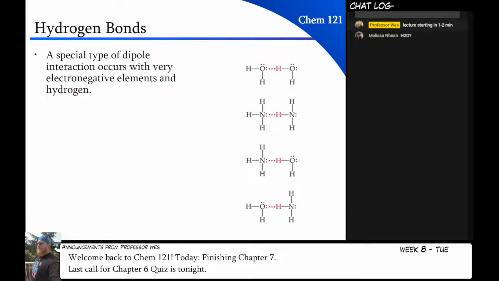Hydrogen bonds are a special type of interaction. They are not bonds. This is a misnomer. This is a really stupid name that chemists have chosen, particularly to confuse Chemistry 121 students. So be mindful of this. A hydrogen bond is not actually a bond. It is just a very strong attraction.